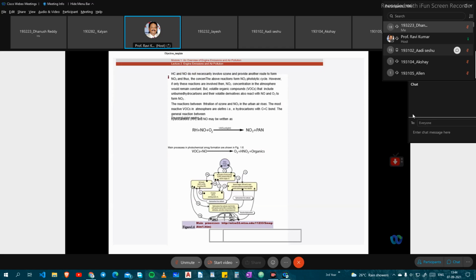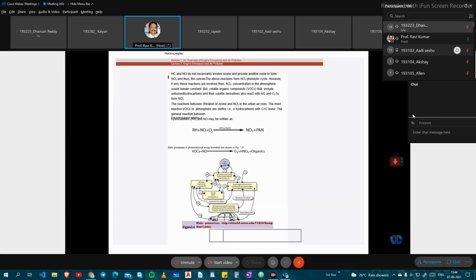The reaction between the ozone and NO2 in the urban air rises. The most reactive VOC in the atmosphere are olefins, that is hydrocarbons with a C=C bond. A general reaction between the hydrocarbons and NO may be written as RH plus NO plus O2, and with UV rays and NO2 we are going to get PAN.